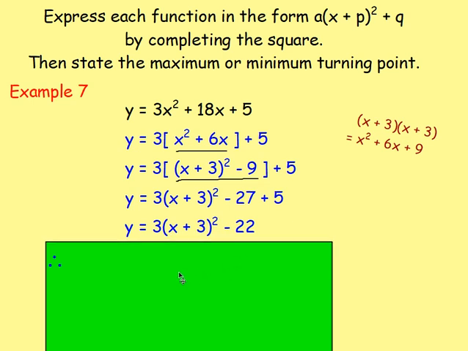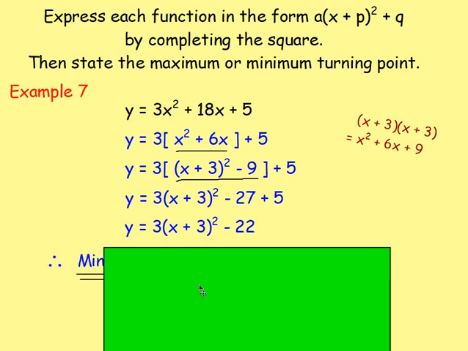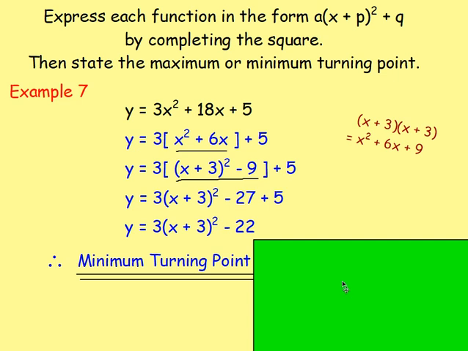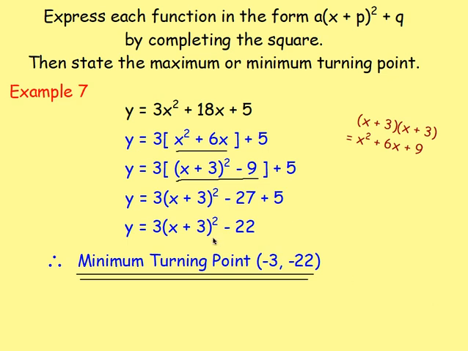Again, you're just wanting to state is that a maximum or minimum turning point. You've got a coefficient of 3, it's a positive number, so it's a smiley face, meaning it will be the lowest point, so it's a minimum turning point. The minimum turning point this time, Sammy, what would you have? Brilliant, well done, Sammy. You'd have negative 3, negative 22. Again, you're just taking this number that's in the brackets, changing the sign, and keeping that number as it is.